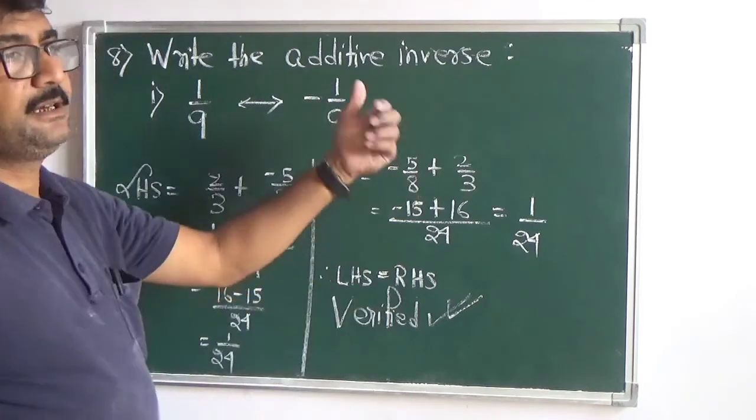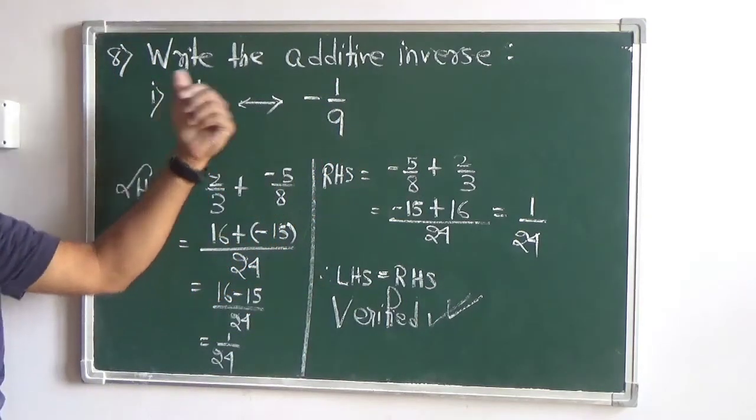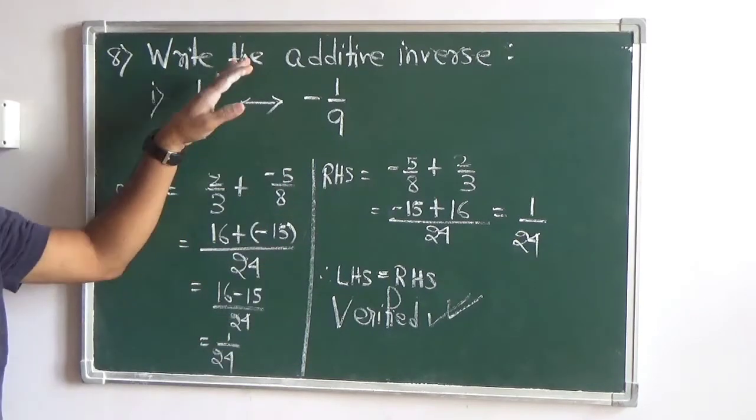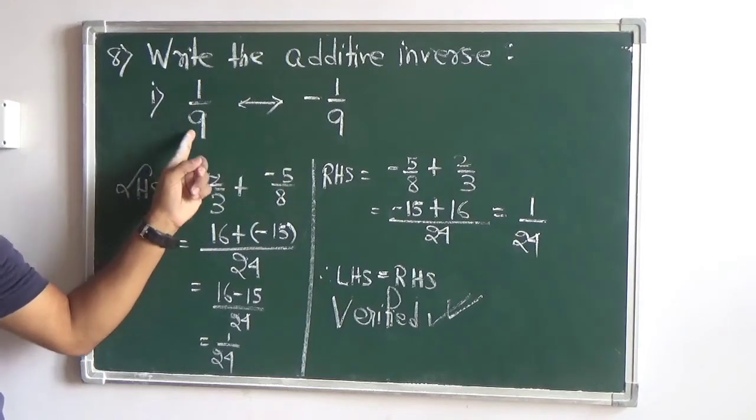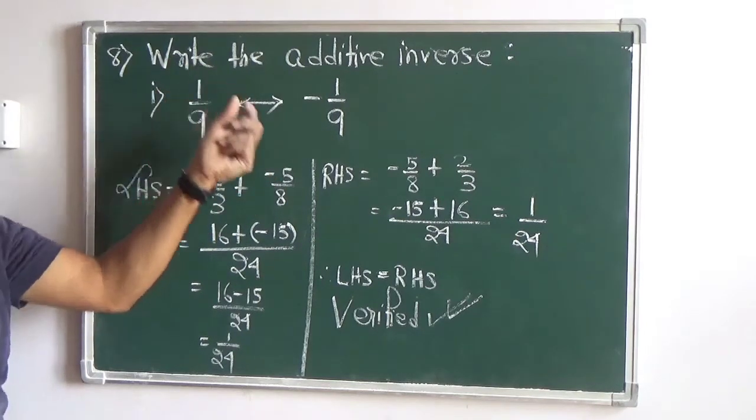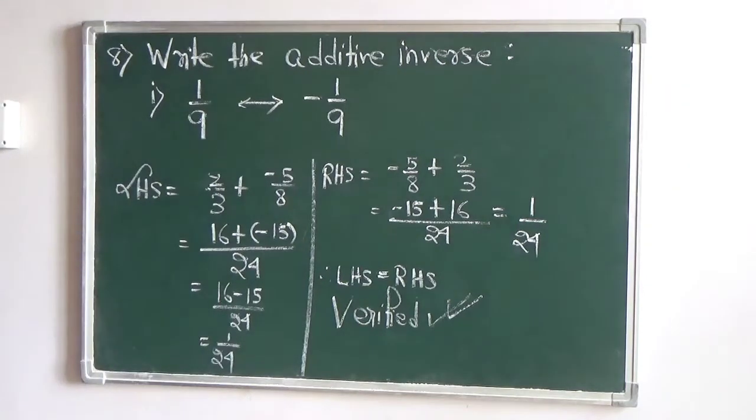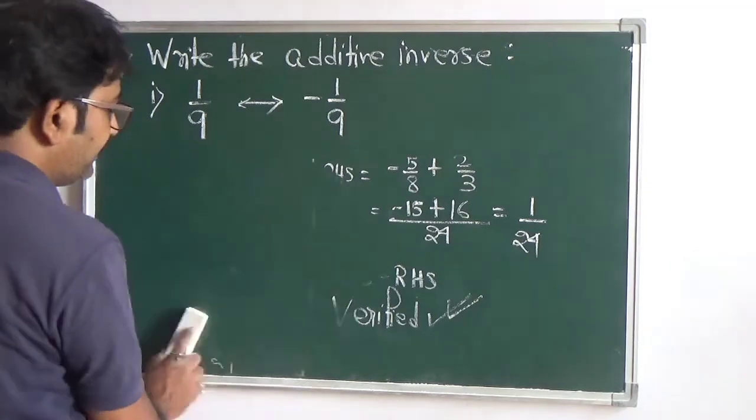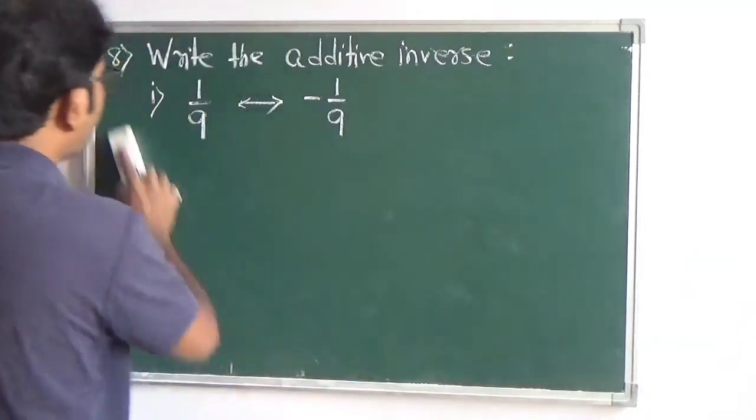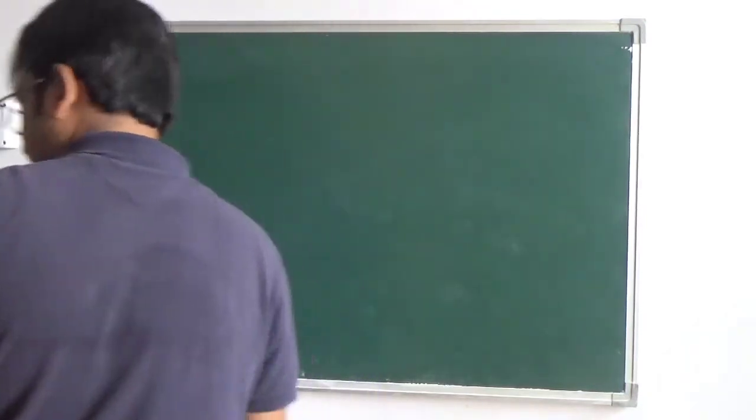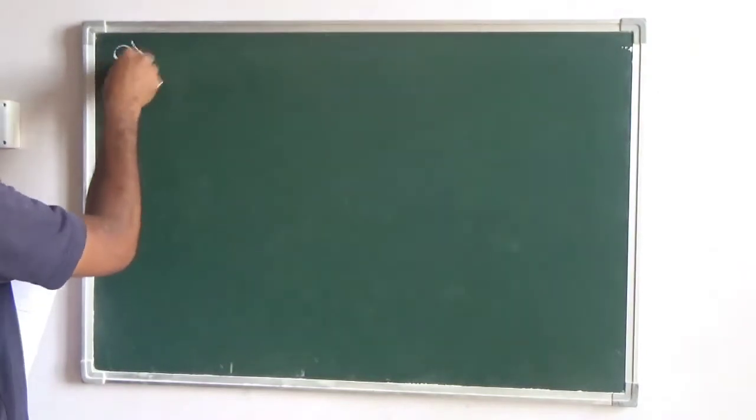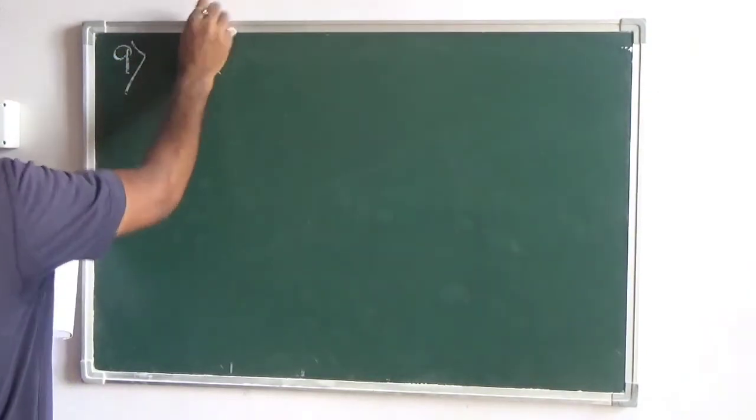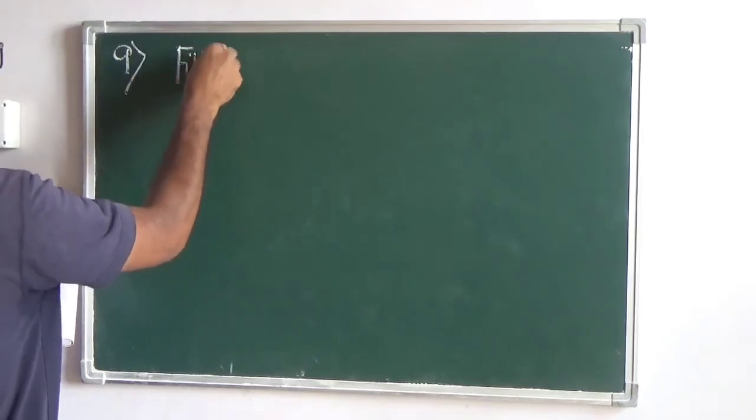If it would have been given minus 1 by 9, just change the sign and make it 1 by 9. So whenever you are asked to find or write the additive inverse, just change the sign from positive to negative, or if it is negative, change it to positive. So question number 8 also is very simple for you. And question number 9 is the fill in the blanks.